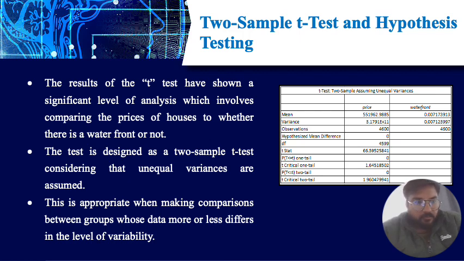The next slide, two-sample test and hypothesis testing. The result of the t-test has shown a significant level of analysis, which involves comparing the price of housing to whether there is a waterfront or not. The test is designed as a two-sample t-test, considering that unequal variances are assumed. This is appreciated when making comparisons between groups whose data more or less differ in the level of variability.